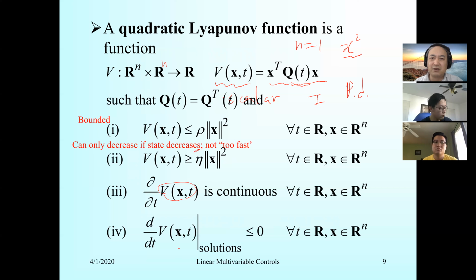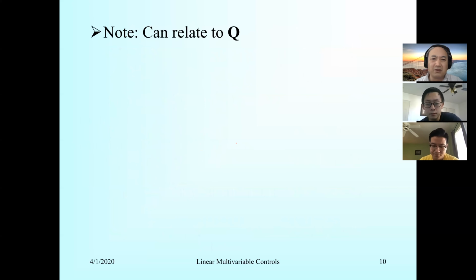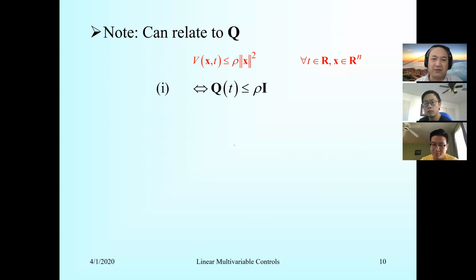If I can find a quadratic function like this, and we can prove all these properties, then I know that the system is stable. It does not increase along solutions. So this Q is definitely less than this one, meaning Q is less than this diagonal. If this one, that means Q is greater than this diagonal. This is diagonal, okay?